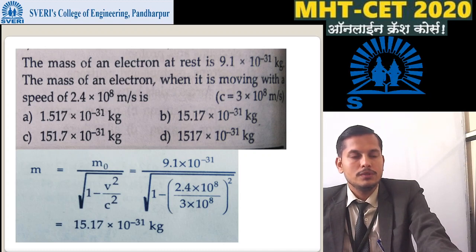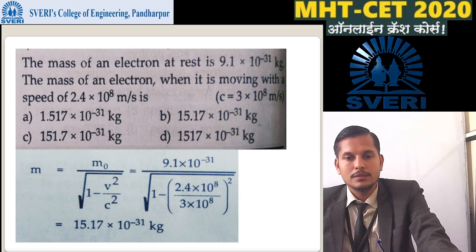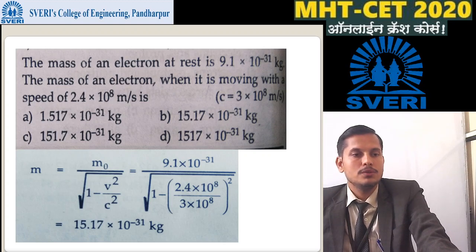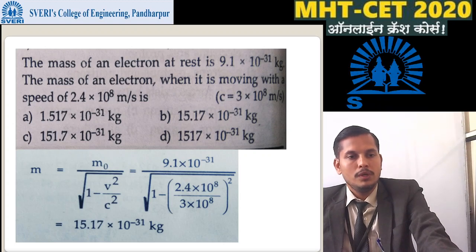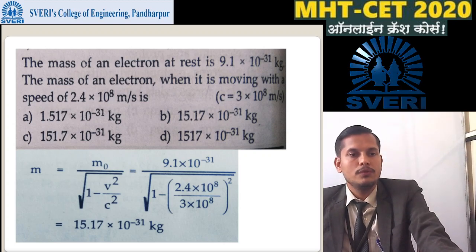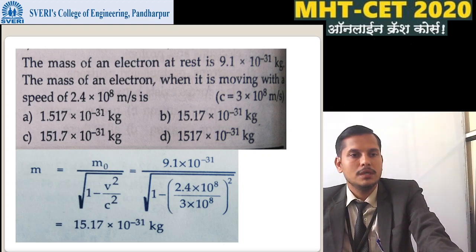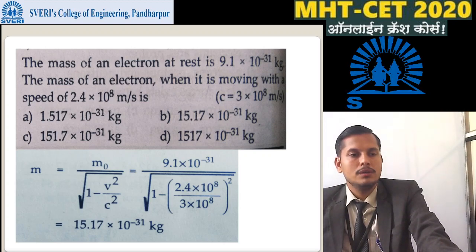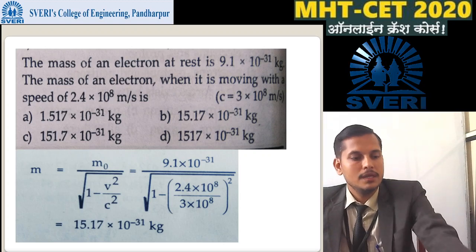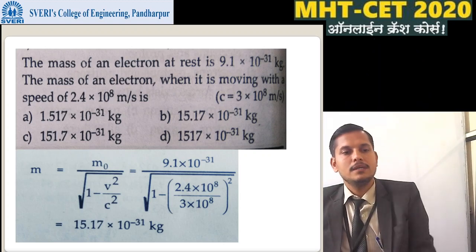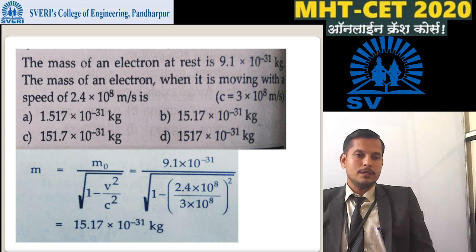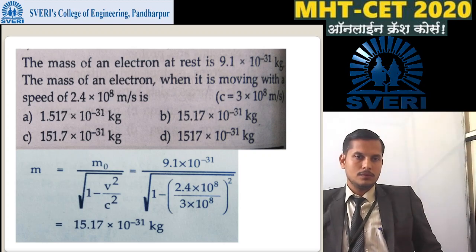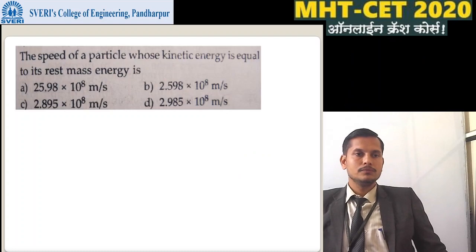So we know the equation, that is relativity of mass, which is m is equal to m0 divided by under root 1 minus v square by c square, where m0 value is 9.1 into 10 raised to minus 31. So 1 minus value of v, we know 2.4 into 10 raised to 8 meter per second, and value of c we are putting. So after solving this, we can get the answer as 15.17 into 10 raised to minus 31 kilogram, which is our option B.